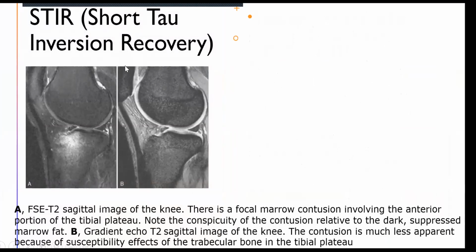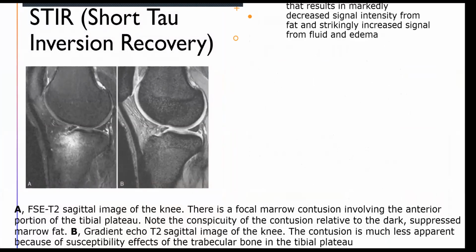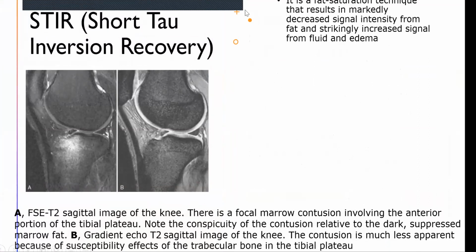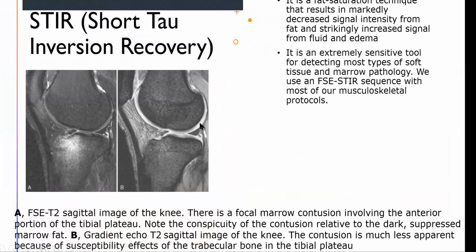Okay, so regarding this STIR image, it is a fat saturation technique that results in markedly decreased signal intensity from the fat and strikingly increased signal from fluid and edema. And it is an extremely sensitive tool for detecting most types of soft tissue and marrow pathology. We use the STIR sequence with most of our musculoskeletal protocols.